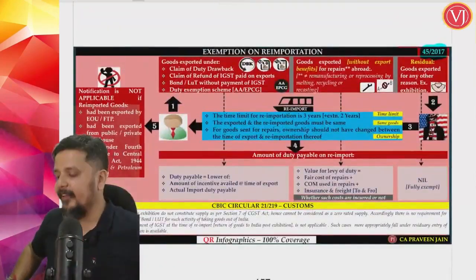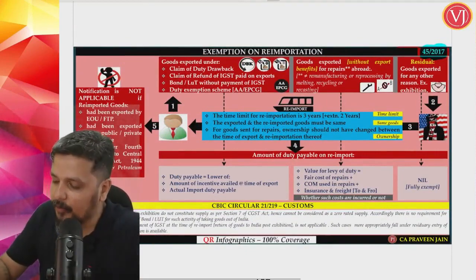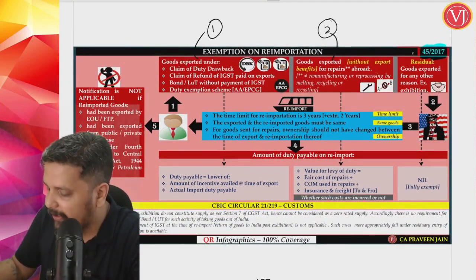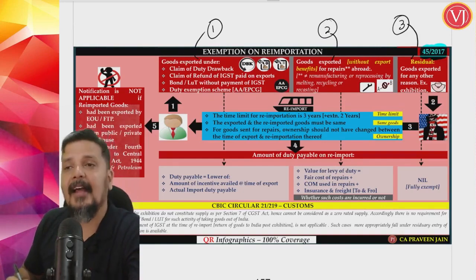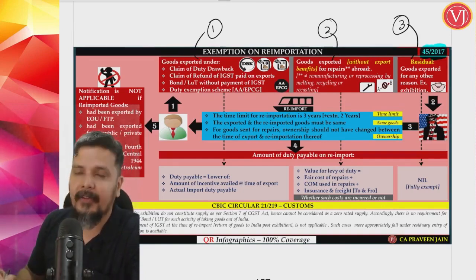In the first exemption notification, 45/2017, there are in totality three situations or three scenarios. What is the first scenario?